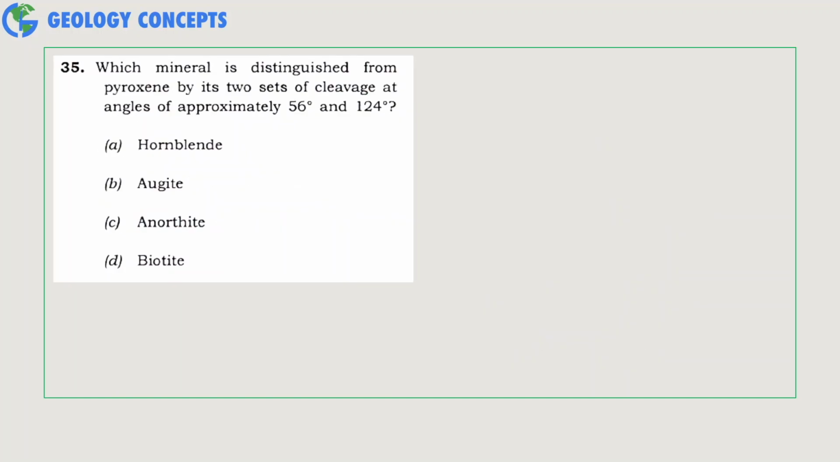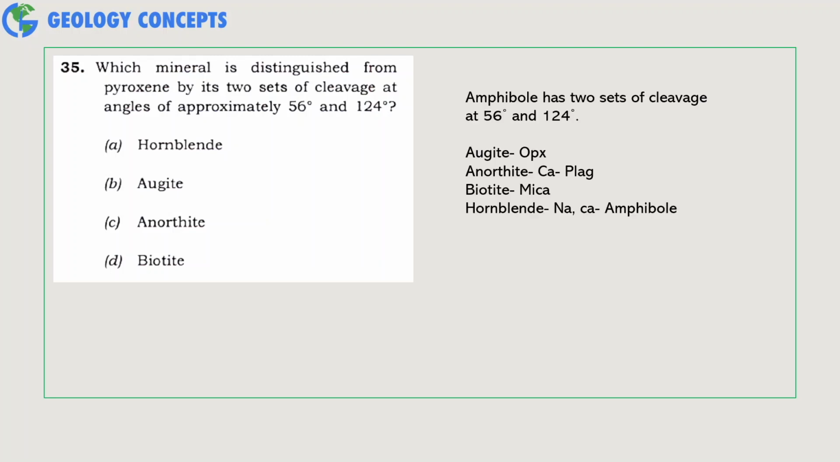Which mineral is distinguished from pyroxene by its two sets of cleavage at angles of approximately 56 degrees and 124 degrees? So as you know, amphibole has two sets of cleavage at 56 degrees and 124 degrees, and hornblende is a sodium calcium amphibole and it shows the characteristic cleavage. Hence, option A is the correct answer.